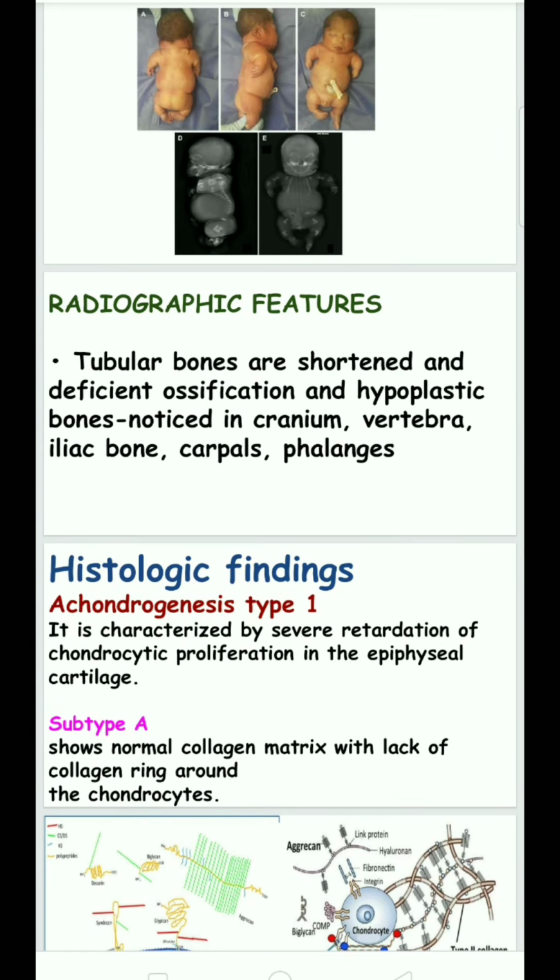In radiography, the tubular bones are shortened. The tubular bones are nothing but the bones which are present in the hands and legs. So hypoplastic bones are noticed in the cranium, vertebrae, iliac bones, carpals, and phalanges also.